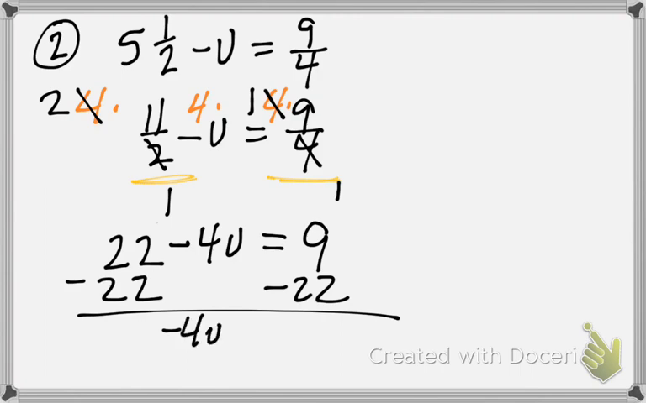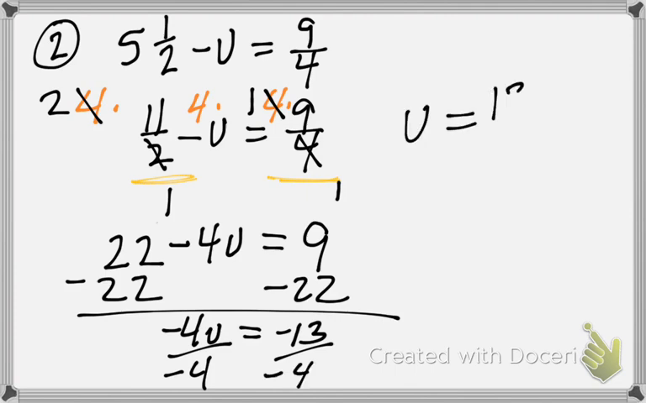Bring down my 4u. Divide both sides by negative 4. See how either way I ended up with u is equal to positive 13 over 4. One way I just got rid of the fractions right away, and the other way I used the fractions. But either method is just fine, whatever works for you.